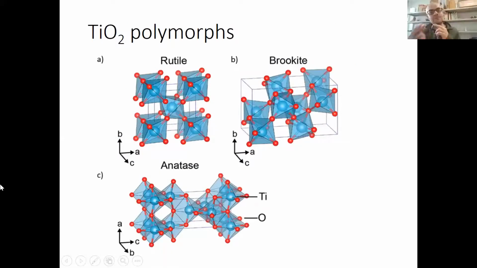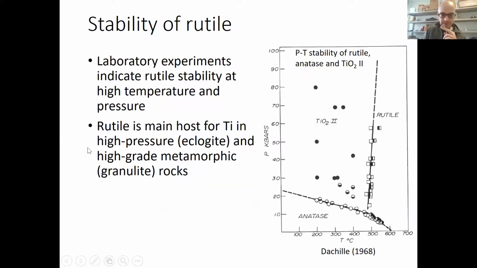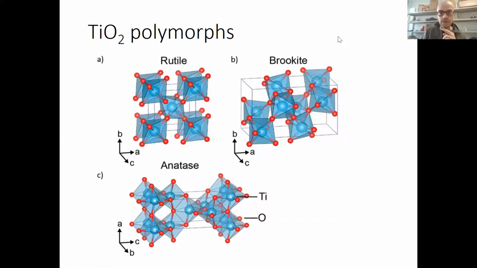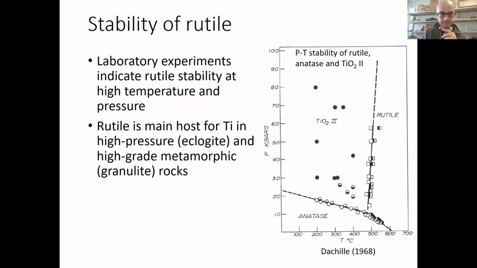So here you can see the difference between the different titanium oxide polymorphs. Apart from rutile, we have brookite and anatase. All of them are made of octahedra with a titanium cation at the center. The difference between the different polymorphs is the arrangement of these octahedra. Based on laboratory experiments and on observations of natural rocks, we know that rutile is typically the high temperature and high pressure polymorph in comparison with the others.